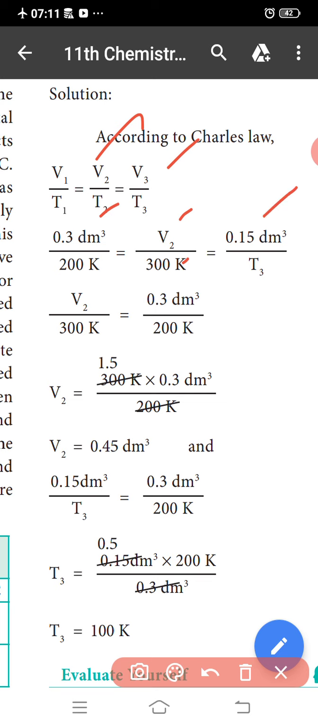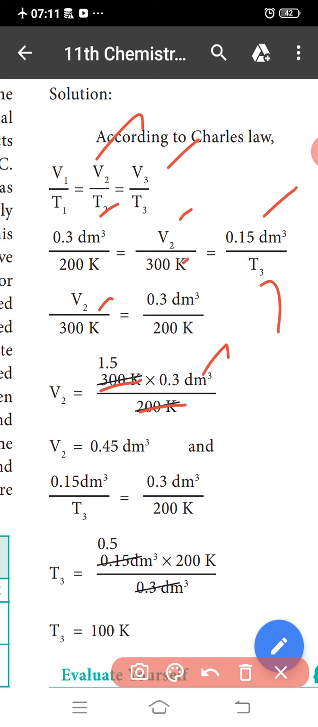Now the V2 value. V2 divided by 300 Kelvin, so V2 is equal to 0.3 into 300 divided by 200 Kelvin. The 200 and 300 cancel, so 1.5 into 0.3 dm cube. Multiply this answer, so V2 is equal to 0.45 dm cube. Okay, this is the V2 value.